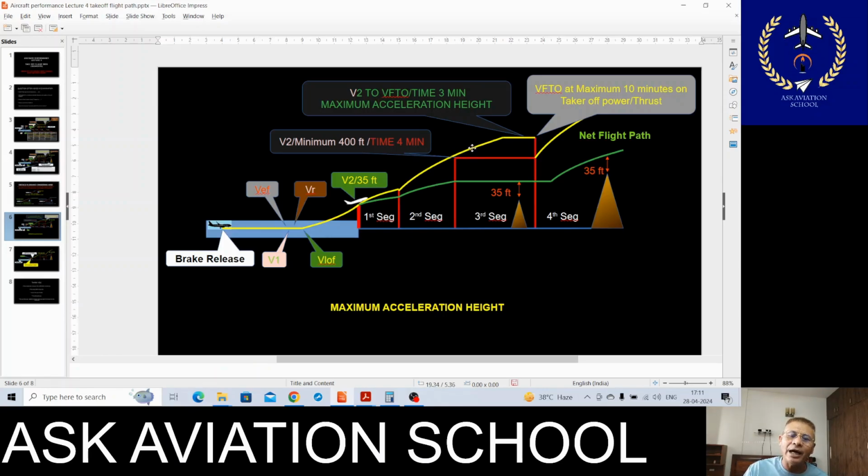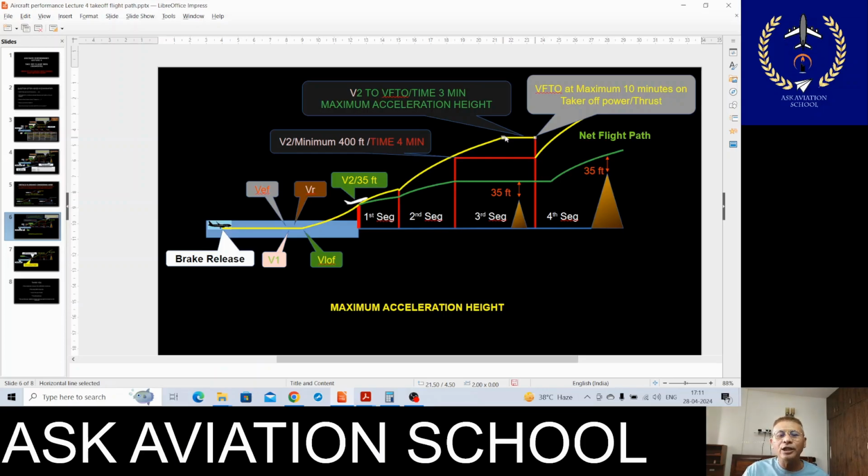The maximum height or the altitude you can reach in this 4 plus 3, that is 7 minutes, is what we call the maximum acceleration altitude. Once we cross this maximum altitude, or after having reached this maximum acceleration altitude, I still have preserved that 3 minutes to increase the speed from V2 to the green dot speed or VFTO speed.